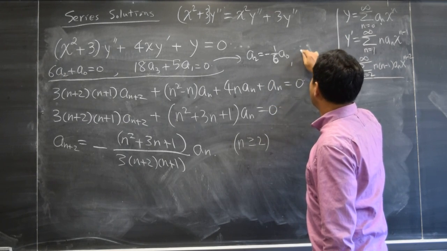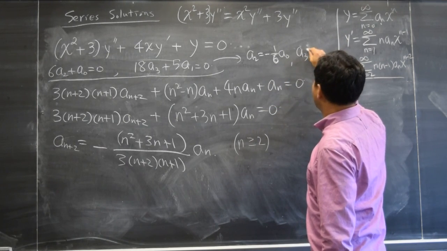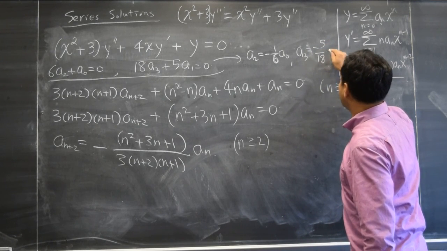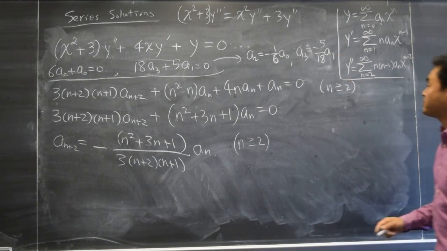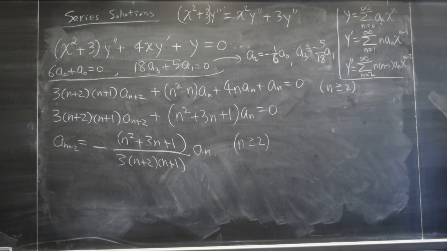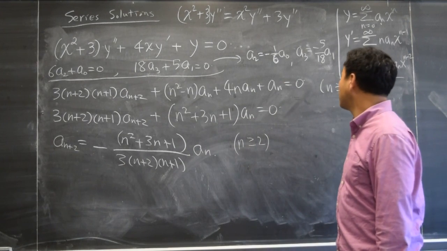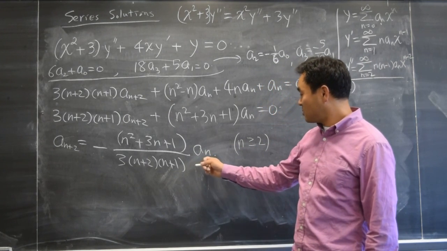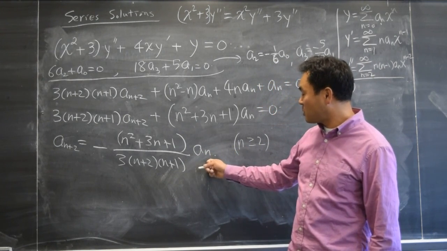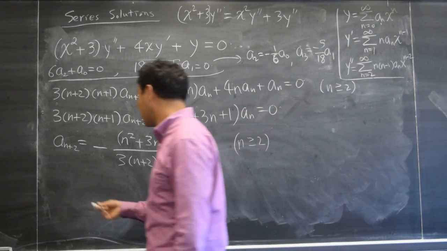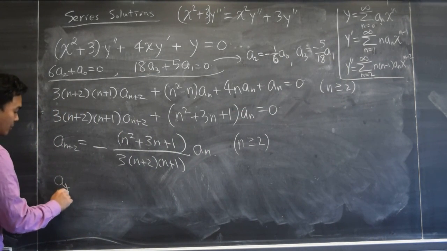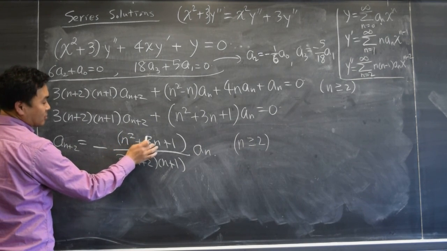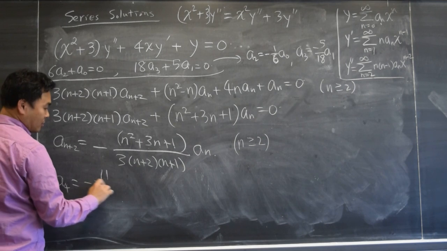Okay, and then A3 is negative 5 over 18 A1. Right? And then let's just do one more. This is valid from 2 and above. So if I plug in 2, what do I get? A4 is minus 4 plus 6 plus 1, that's 11.